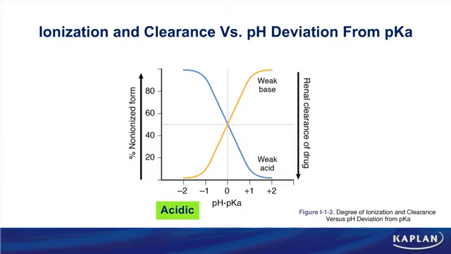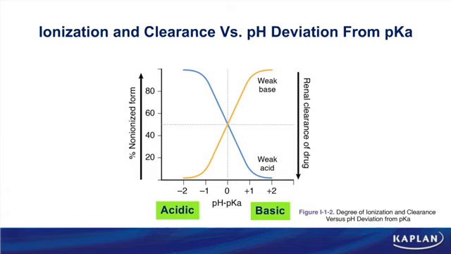So the right side of my x-axis is a basic environment. Once again, those terms, acidic and basic, are relevant to the drug's pKa. That's what our reference point is. It's acidic or basic in relation to the drug's pKa. The graph shows you 2 lines, one for a weak acid and one for a weak base.